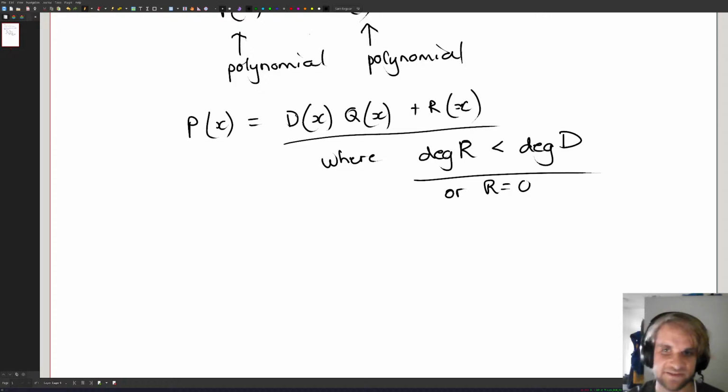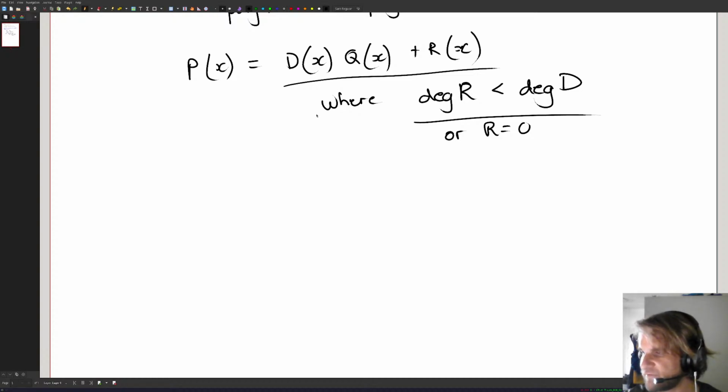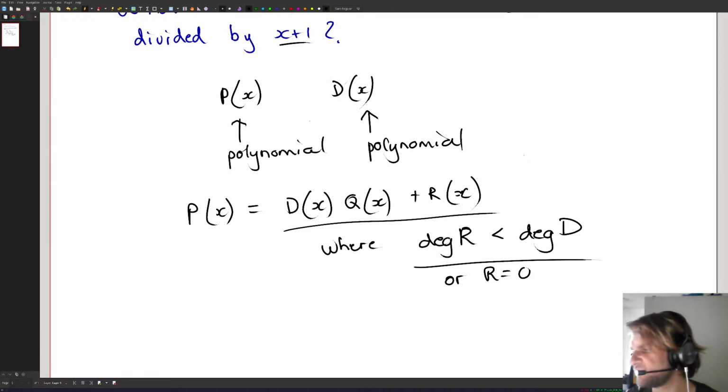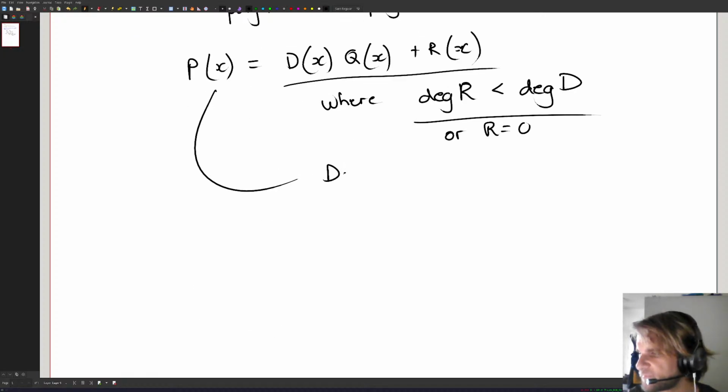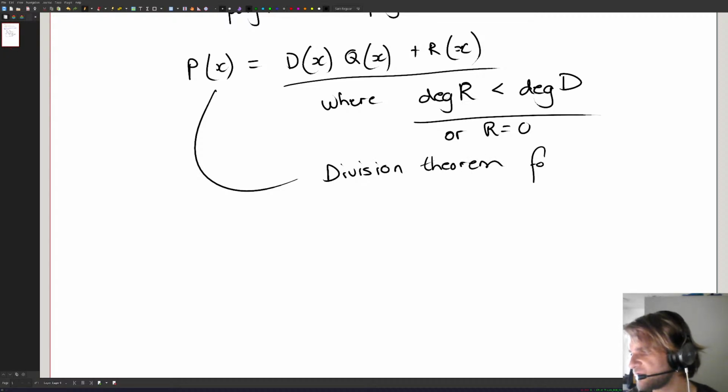What you'll learn much later on in your life, although maybe it's useful for you to know it now, is that if I take a polynomial, let's do a small example. No, this is just like the definition. This is the division theorem for polynomials. It's sort of guaranteed that for polynomials, P and D are given, and what the theorem says is that you can find a Q and R that makes this true.